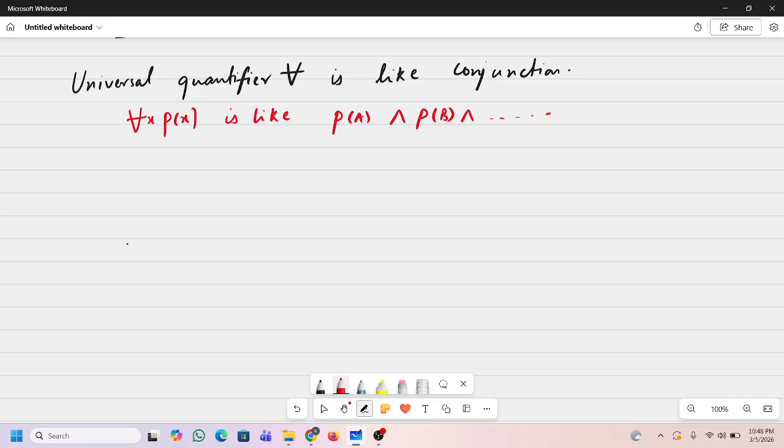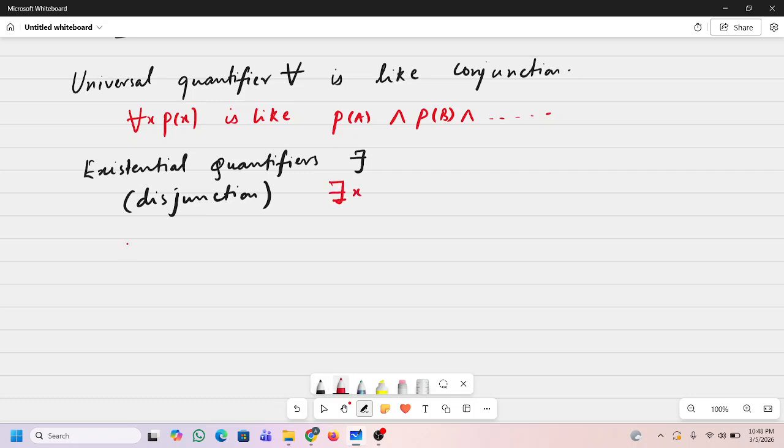And on the same lines we can say that the existential quantifier is nothing but a disjunction. Okay, it is like a disjunction. That means if I have there exists x P(x), it is like P(a) or P(b) or dot dot dot.